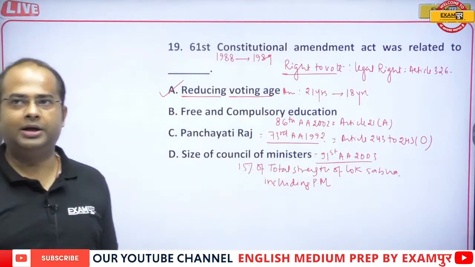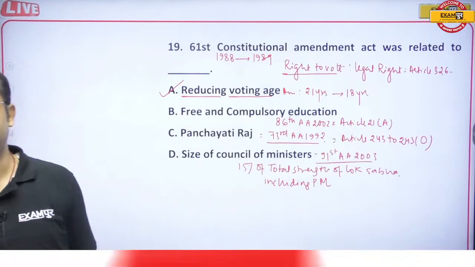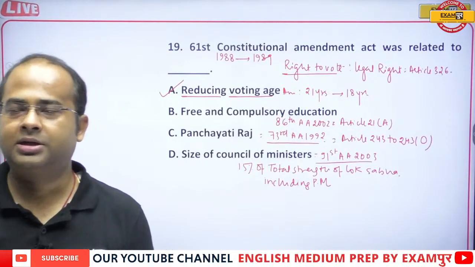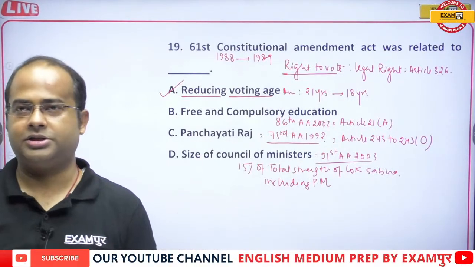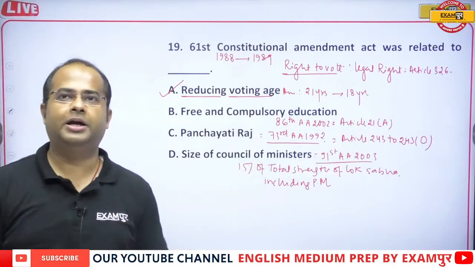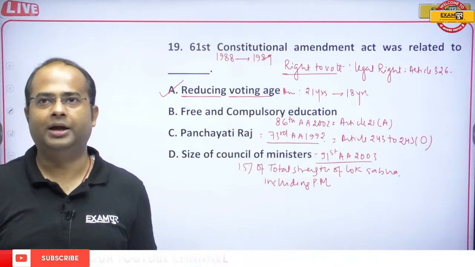Earlier, which was 21 years, now it has been declared 18 years. And this is the right to vote, which is considered a legal right in nature. So, the correct answer will be, guys, option A, that is reducing the voting age.